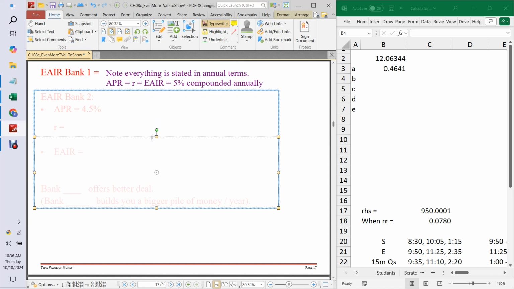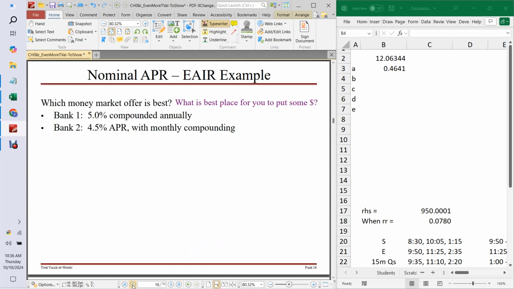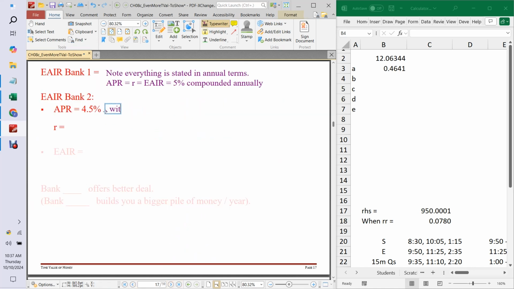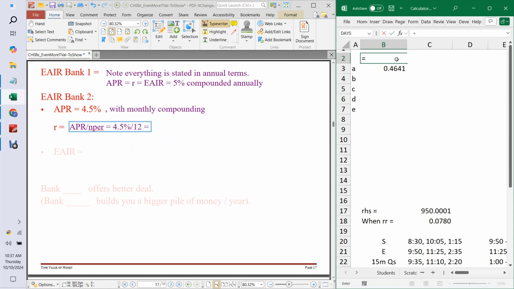So for bank two, now we have to sort this out here. So the APR is equal to 4.5%, and let me just put in here with monthly. Okay, so R is going to be equal to APR divided by the number of compounding periods per year. So that's equal to 4.5% divided by 12. And I'm not sure what that's equal to right off the top of my head, so let's go ahead and compute it.